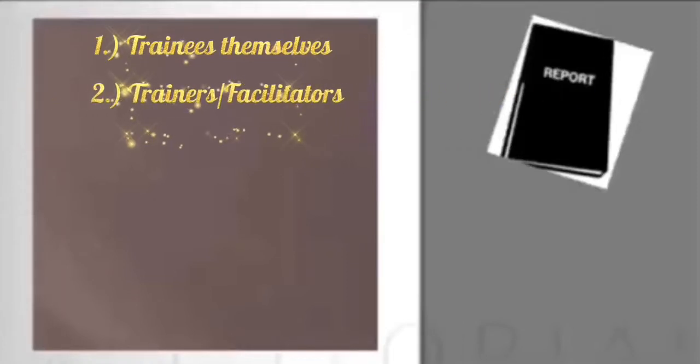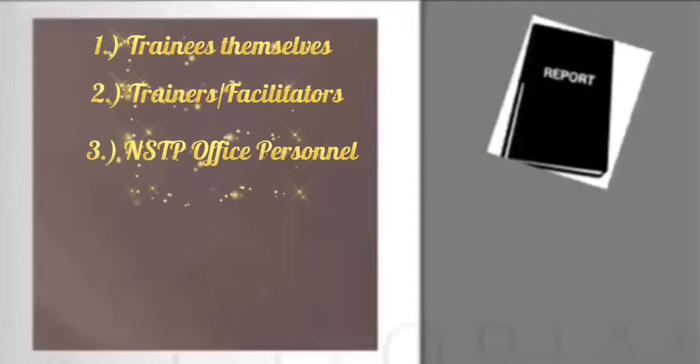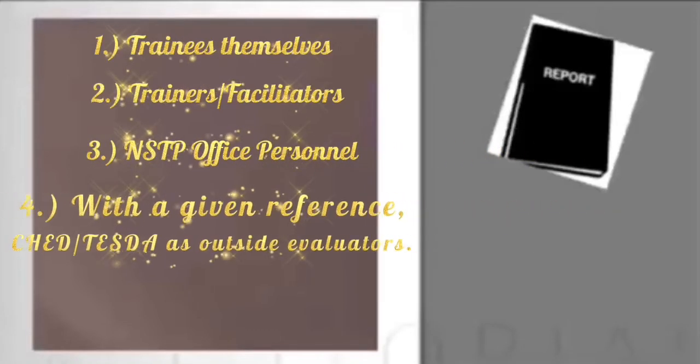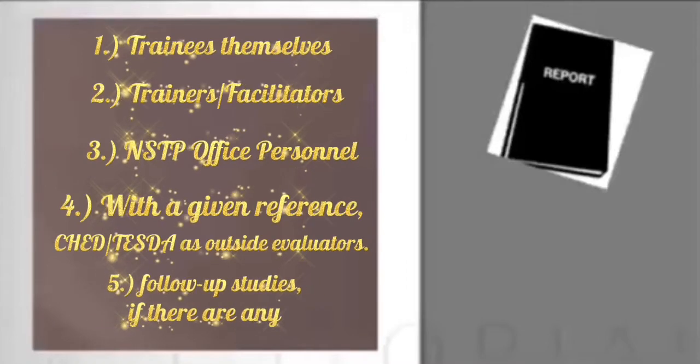So the number one is trainees themselves. The next one is trainers or facilitators. The third one is NSTP office personnel. And the fourth one, with a given reference, CHED or TESDA as outside evaluators. The last one is follow-up studies if there are any. The effective management of NSTP projects requires proper documentation, periodic monitoring, and evaluation to ensure right implementation of designs, goals, and objectives.